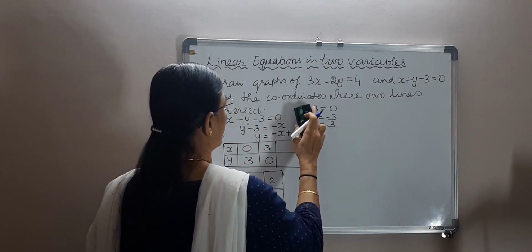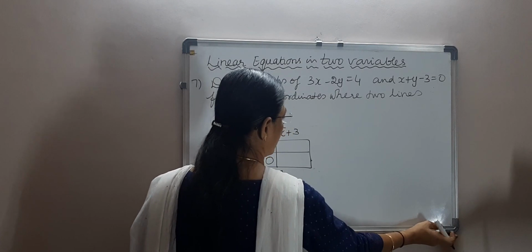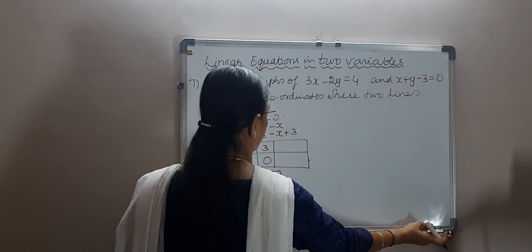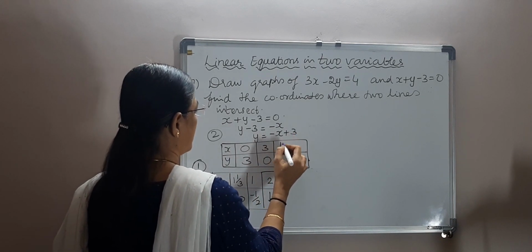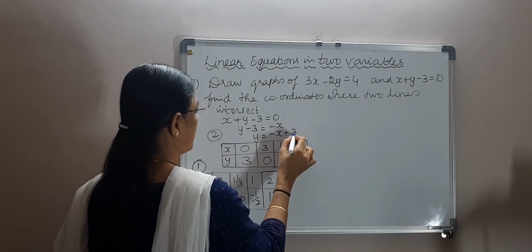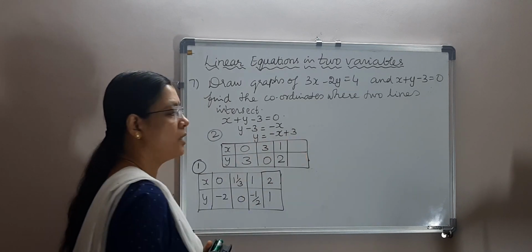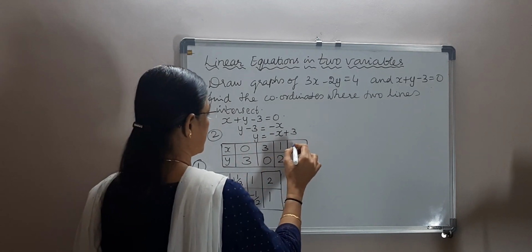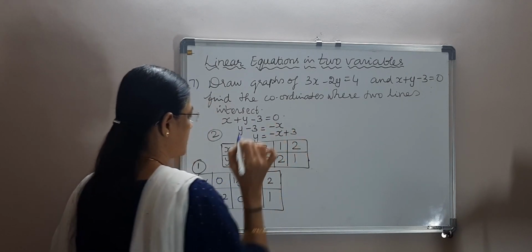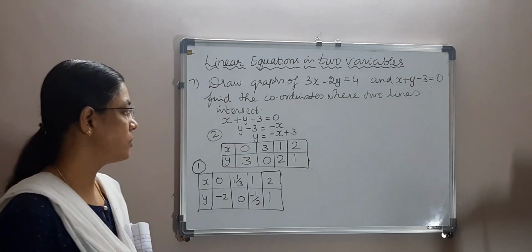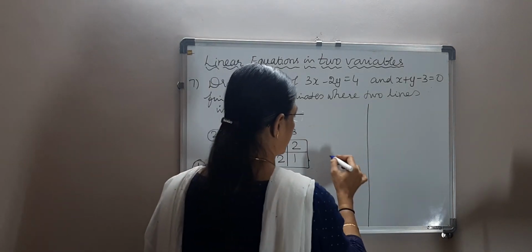Okay. Now when x is equal to 1, what happens to y? So when x is equal to 1, y is equal to 3 minus 1, that is 2. Okay. When x is equal to 2, what is y? 3 minus 2, that is plus 1. Okay. So now we'll start plotting the points. We'll draw the graph.